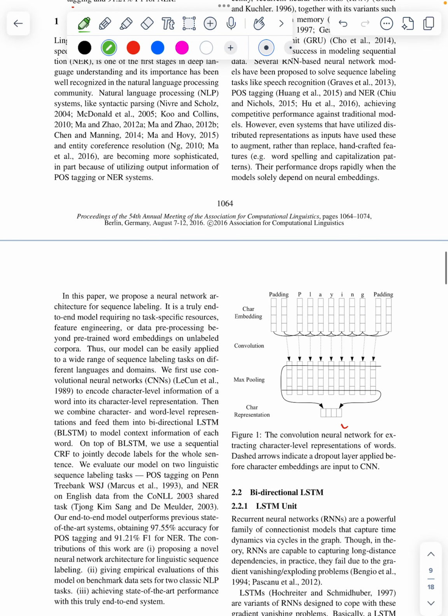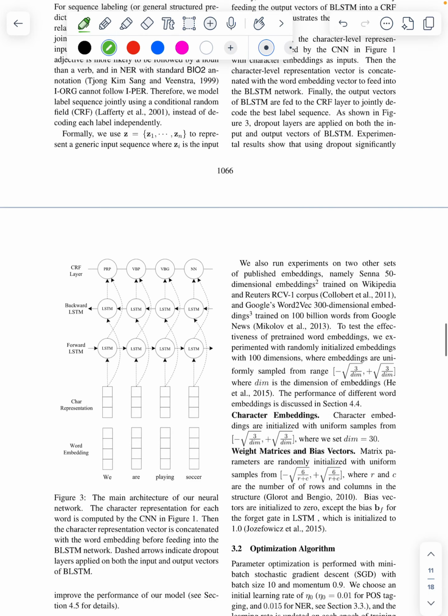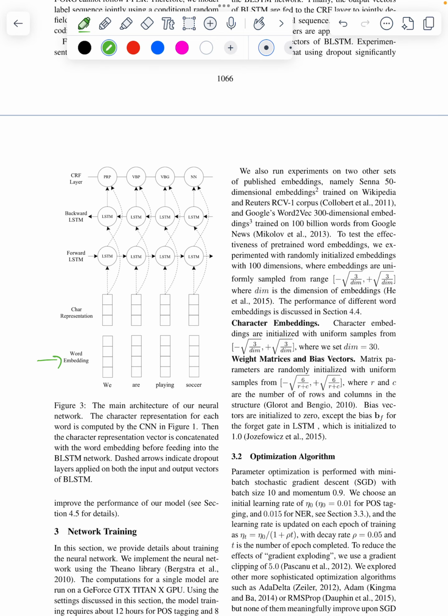What I'd like to talk about in terms of the main paper, like in paper reading in general, is how the architecture works. They use a CNN for extracting character-level representations of words. You have the actual characters, and then they do a convolution and max pooling, and this generates a vector. The main architecture is here. The character representation is generated by the CNN, and the word embedding is done by the Stanford GloVe architecture.